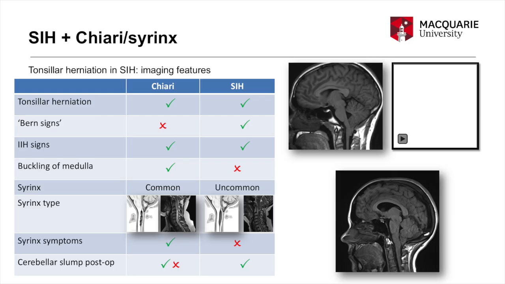What about the imaging features? Well, by definition, they both have tonsillar herniation. That's what we're talking about. The Chiari patients don't have other Bern signs, right? If I can call them Bern signs.